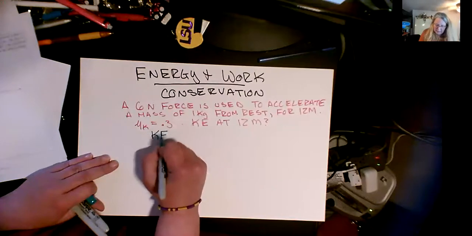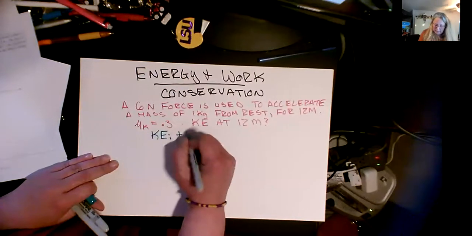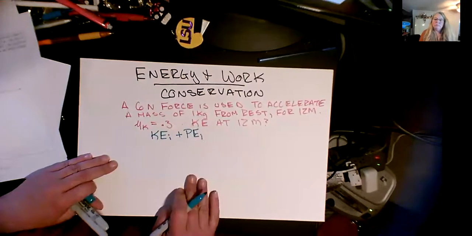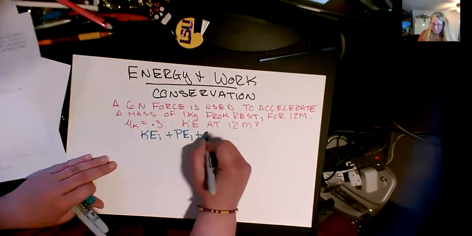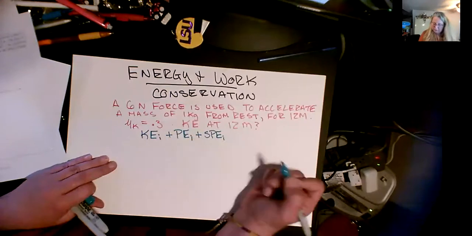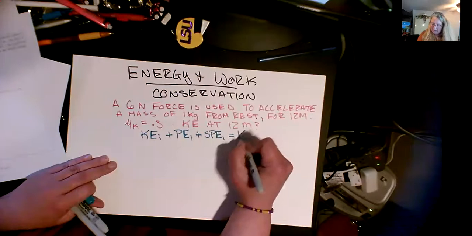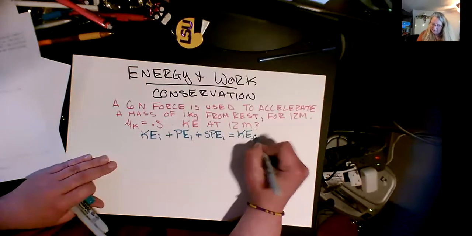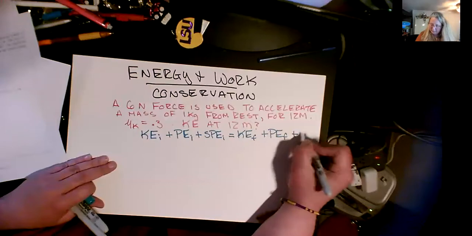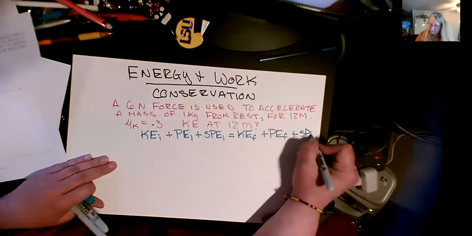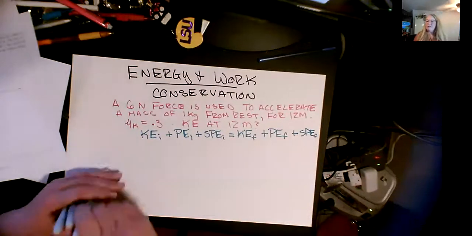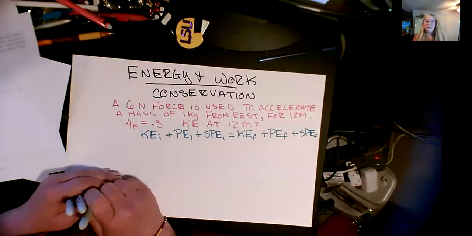I can always have K initial, so I can be moving. I can always have some potential energy initial. I can have spring potential energy. I have all those things initially. And then in the end, I'm going to have some sort of final kinetic, some sort of potential final, and some sort of spring final. Those are really the three primary energies that we're talking about.